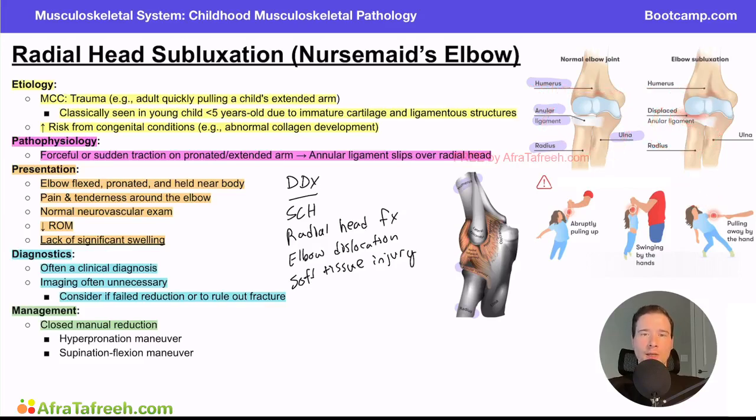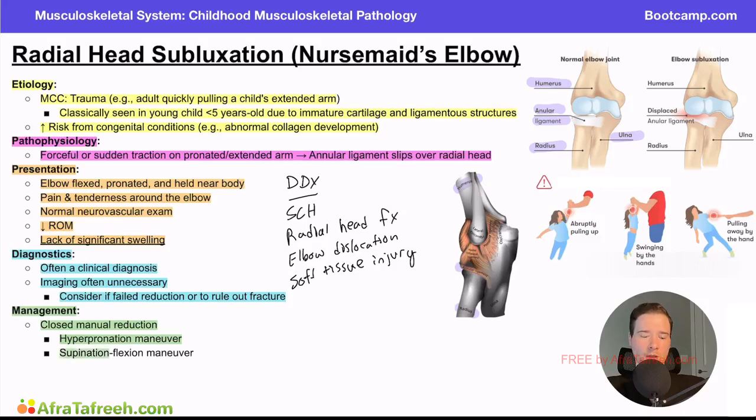And there's two primary ways they do this. Not something you necessarily need to know at this level, but I want you to be familiar with it in case it does show up. That is the hyperpronation maneuver. Again, patients typically present with a pronated presentation, right? And so now you're basically taking that and you're hyperpronating it. You're turning it even more in that direction. And that is essentially going to allow the ligament to be free and return to its normal anatomic position.